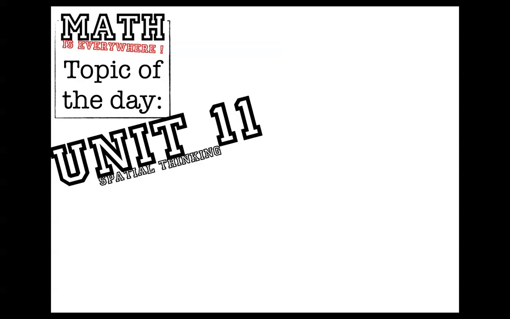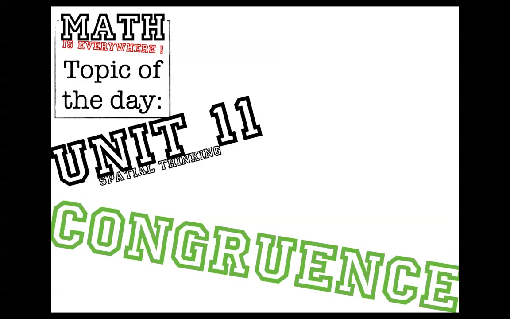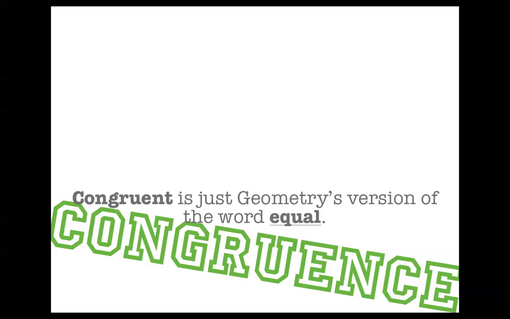Okay, got another spatial thinking topic for you. Now, as we're thinking about objects and geometry and figures, we're going to talk about congruence and what it means for things to be congruent. Now, we already talked about congruence a little bit. We said earlier that congruent is really just basically geometry's fancy version of the word equal.